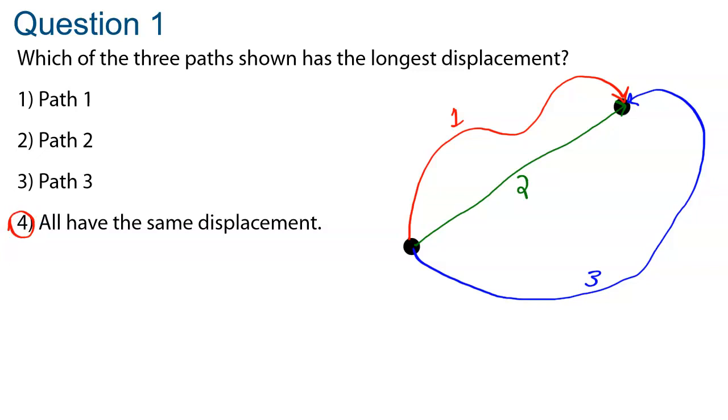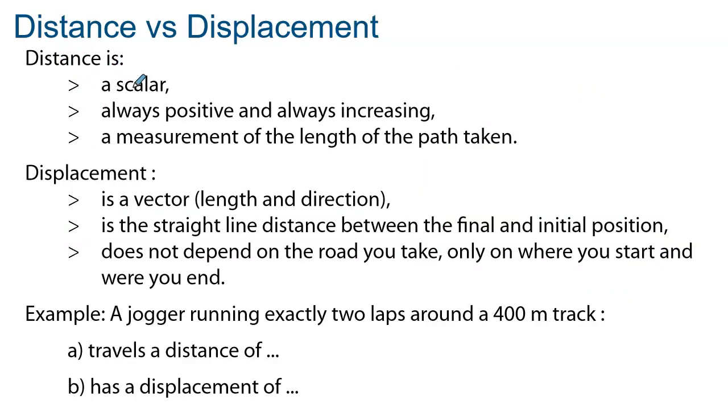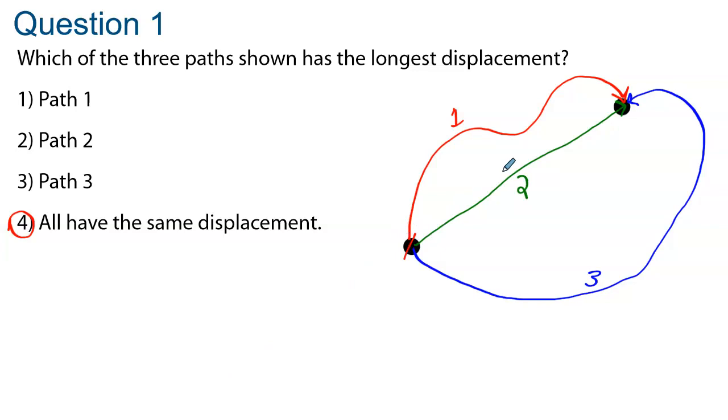Let's look at why. So the distance is a scalar, and we know it will always be positive and it's always increasing. Really, it's a measurement of the path taken. So if you want to think about this, every time you take a step, the distance will always be increasing. However, the displacement is a vector, which means that it has both a length and a direction. And it is the straight line distance between the final and the initial position. It does not depend on the path you take, it only depends on where you start and where you end. So if we go back to our example, since we always start from one point and always end at the other point, the displacement for all three paths will be exactly the same.